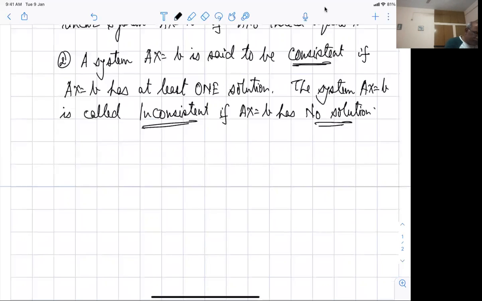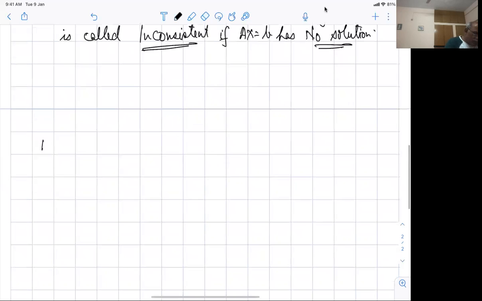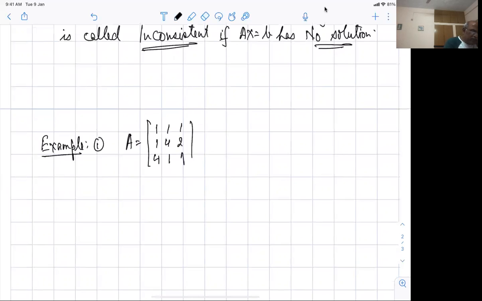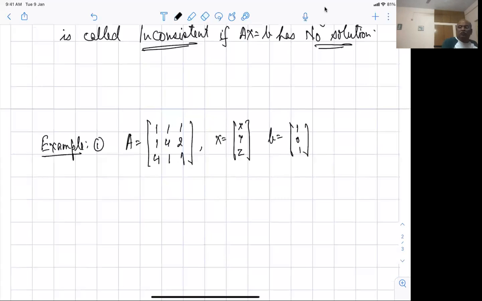So let's see an example. The first example that I have is this 3 × 3 matrix in 3 unknowns. So I've got 1, 1, 4, 1, 4, 1, 1, 2, 1. This is my A. X, I'll write as X, Y, Z, since there are only 3 unknowns, in place of X1, X2, X3. And my B is going to be 1, 0, 1.